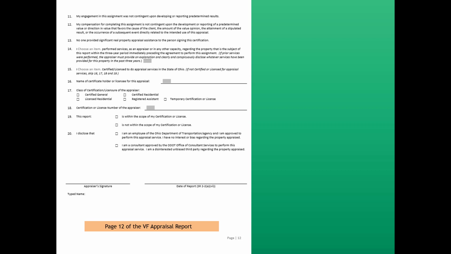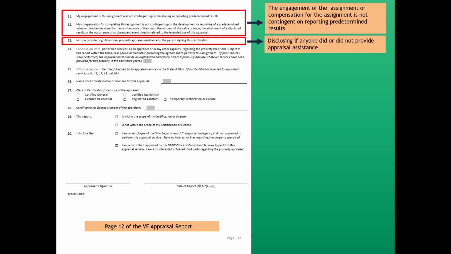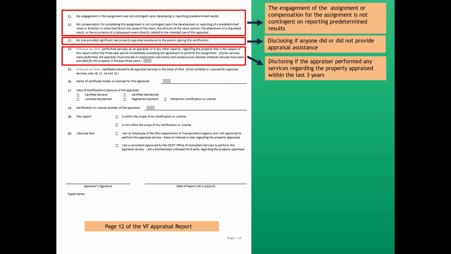Page 12, certificate of appraiser continuing. Number 11 and 12, the appraiser's engagement for the assignment or for the compensation for the assignment is not contingent on reporting predetermined results. Number 13, disclosing if anyone did or did not provide appraisal assistance. Number 14, disclosing if the appraiser performed any services regarding the property appraised within the last 3 years. Now, number 15, 16, 17, 18, 19, and 20 deal with another section of Ohio Revised Code.